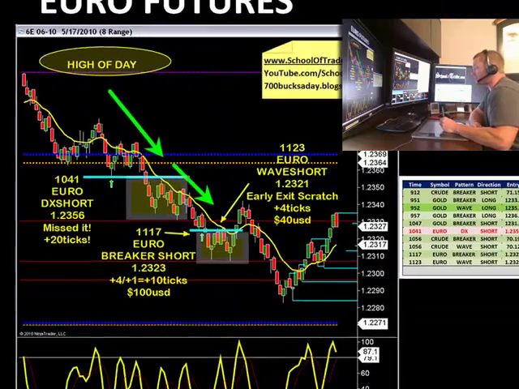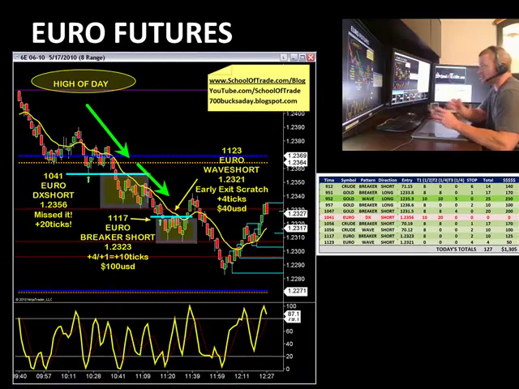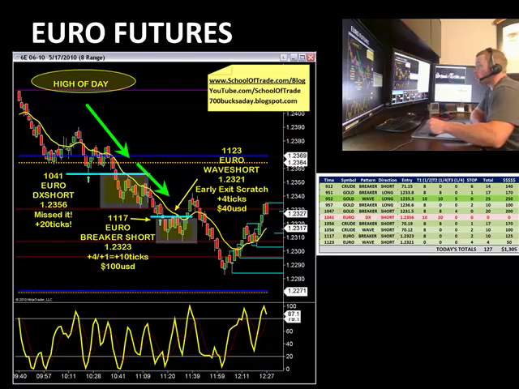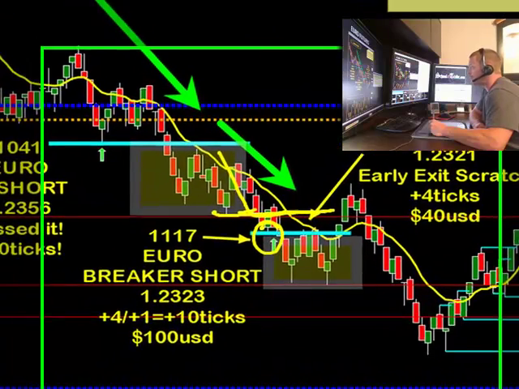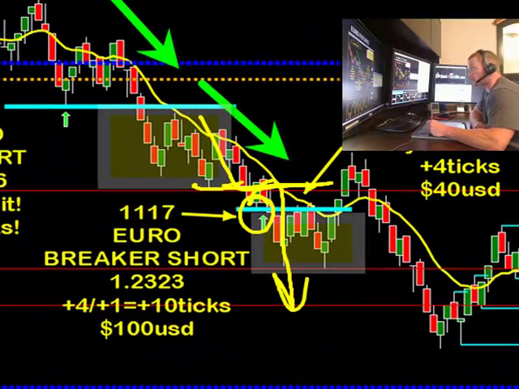We then, once we saw the DX pattern short work out, of course, I was on the sidelines, jealous of everyone else making their money on this. I went, of course, and waited for the next pattern, right? Can't chase after it, gonna wait for the next one. So what happens is we come down, we break below support here, 23.33, somewhere around there. We mark up our swing low, and we take the break below that swing low. There's your breaker short on the euro.